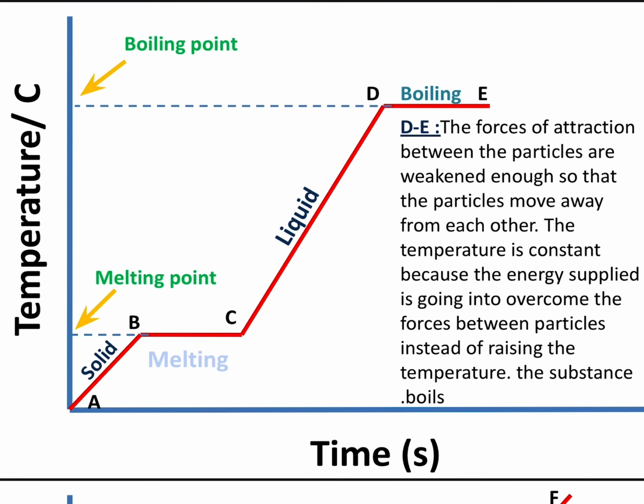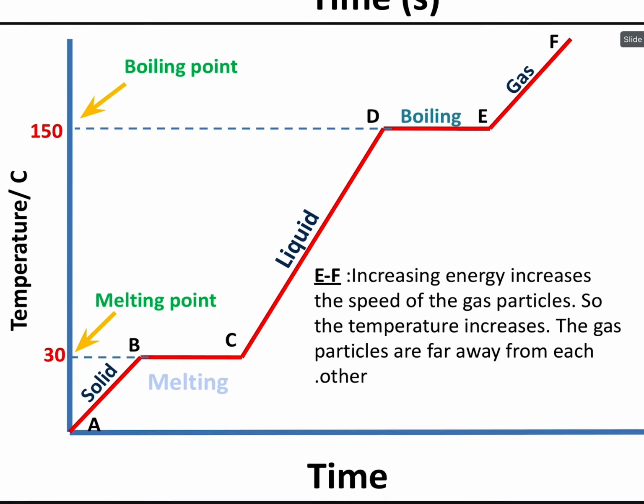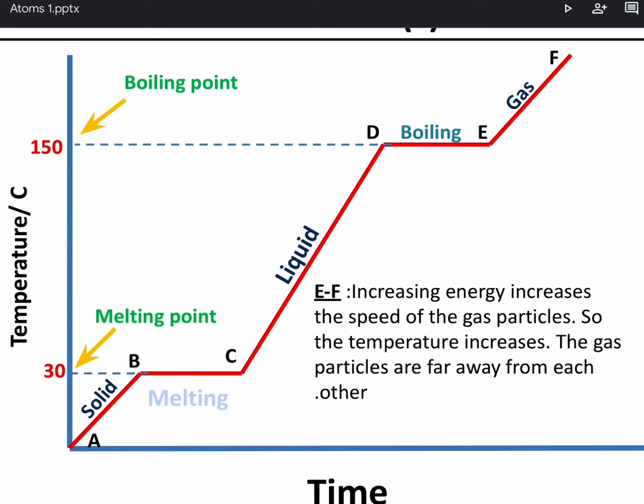The answer is, in this case, you have to break down the attraction forces between liquid particles instead of increasing the temperature. So you start to break down all of the attractions and then increase the temperature. As a result of breaking down all of the attraction forces in liquid, the material becomes gas. And as we can see, the state of matter from E to F is a gas.